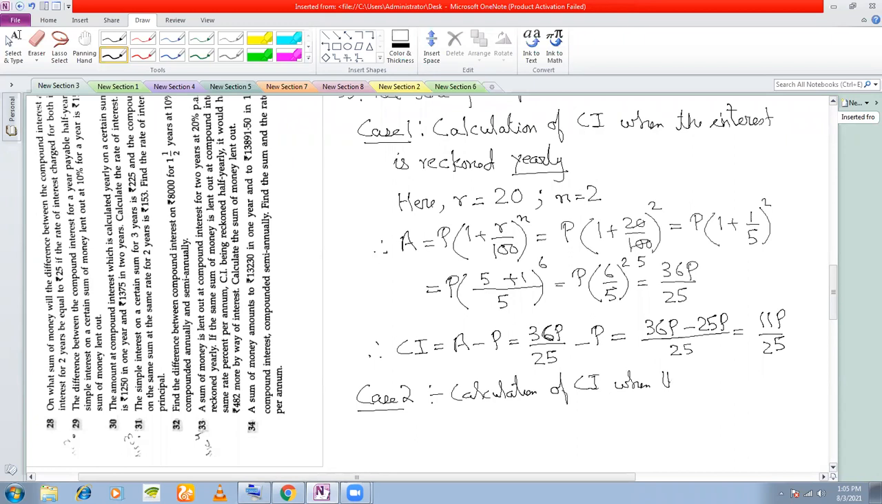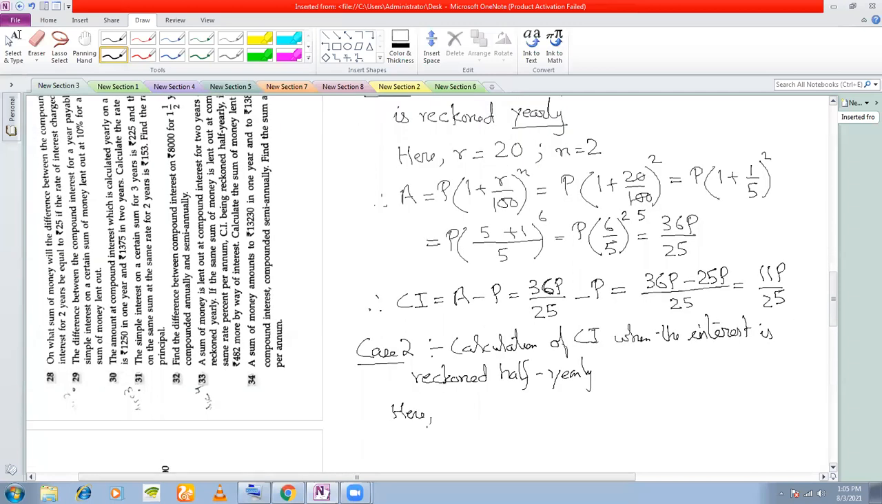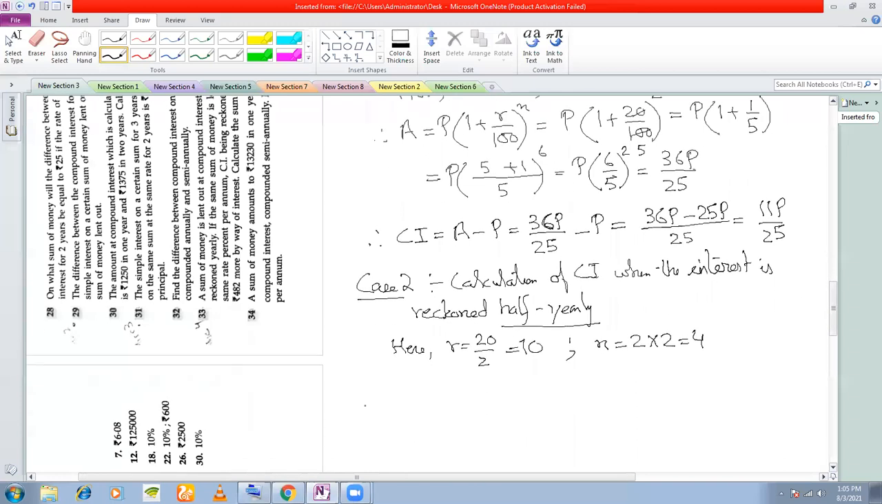Okay. Now next, case 2 is calculation of compound interest when the interest is reckoned half yearly. In this case, what will happen to R? R will be half, right? So that's why this R becomes 10. What about time? It is being invested for 2 years. You multiply time by 2. So N becomes 4. So therefore, what is the amount?